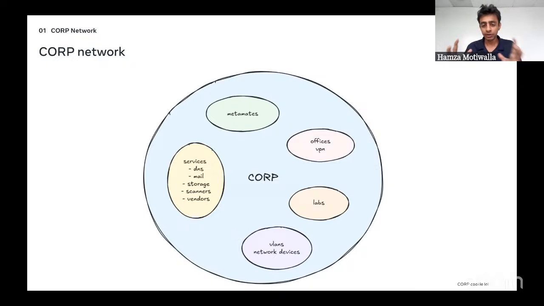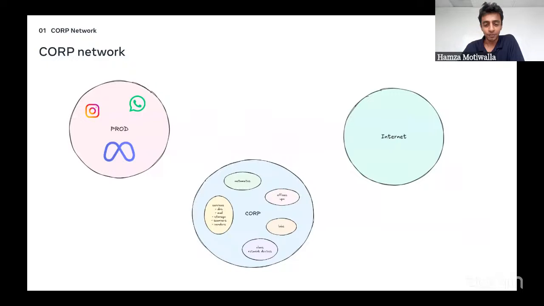So the Corp network as a whole is very, very heterogeneous. That's the point I'm trying to get across here. It almost looks like a cookie which you've put too many nuts or chocolate chips into, and it's a pretty big thing. But the Corp network needs connectivity to our prod network and the internet to be a success, right?